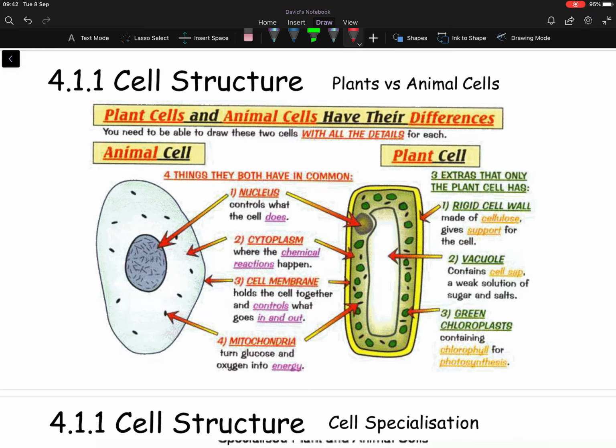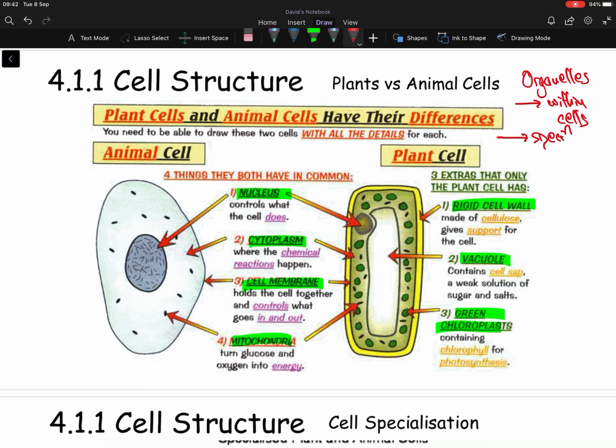On the next recap, you've got the differences between plant and animal cells. When we are talking about organelles, we are talking about things that make up or are contained within these cells. These are all found within cells, and they have specific functions to allow the cell to carry out its unique jobs. You've got the nucleus, which controls what the cell does.